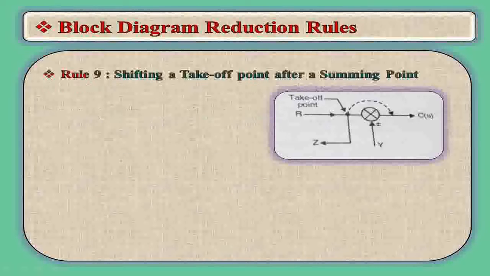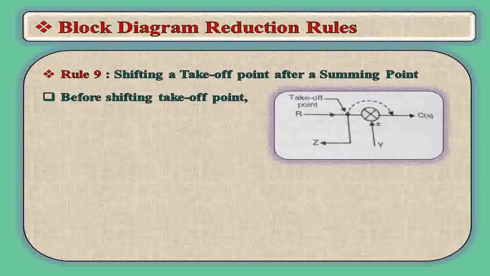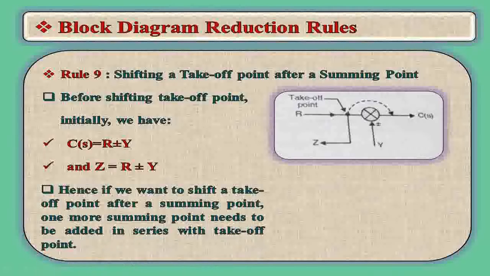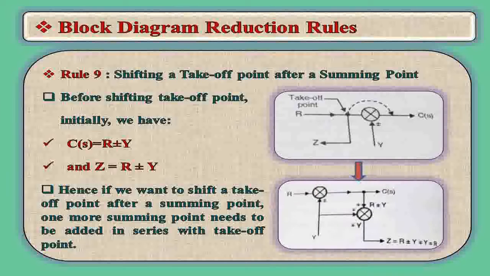Now next is rule number 9, shifting a take-off point after a summing point. Before shifting a take-off point, initially we have the output C(s) is equal to R plus or minus Y and Z is equal to R plus or minus Y. Hence, if we want to shift a take-off point after a summing point, one more summing point needs to be added in series with take-off point as shown in figure.